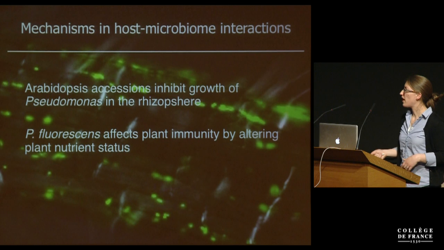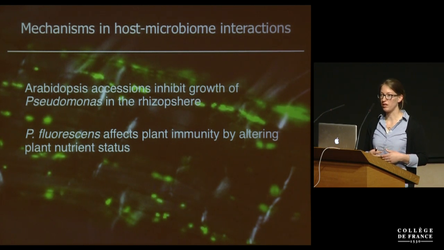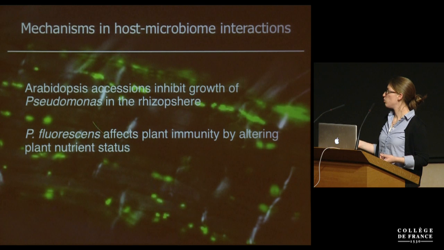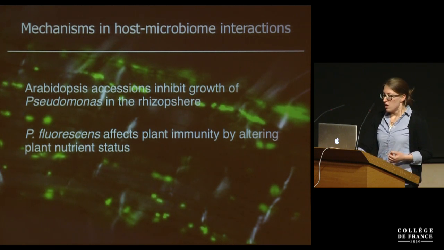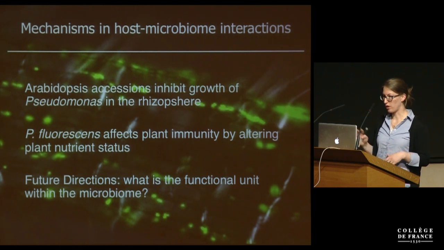So far I've told you that Arabidopsis accessions can inhibit the growth of Pseudomonas in the rhizosphere, and it looks like by producing a Pseudomonas-specific antimicrobial. And Pseudomonas affects plant immunity by altering plant nutrient status. So what my lab is currently actively working on is trying to find what the functional unit in the microbiome is. So what bacterial genes are actually required for altering plant nitrogen or iron status.